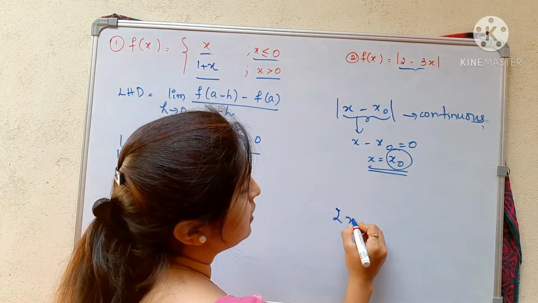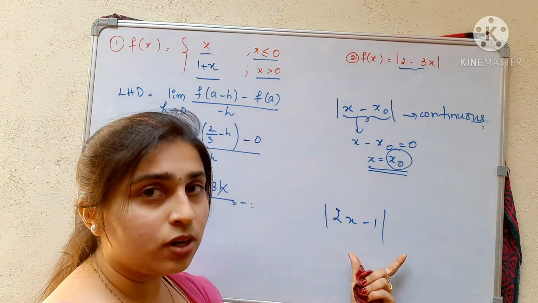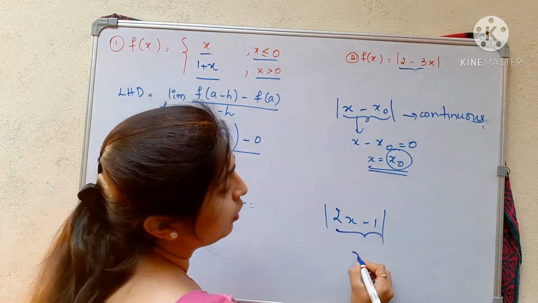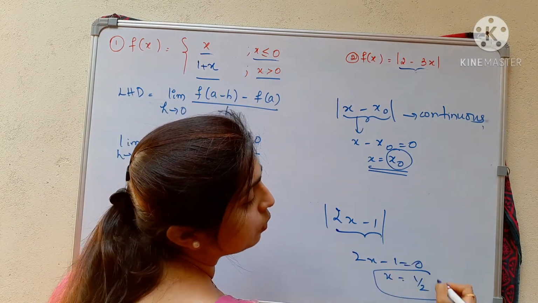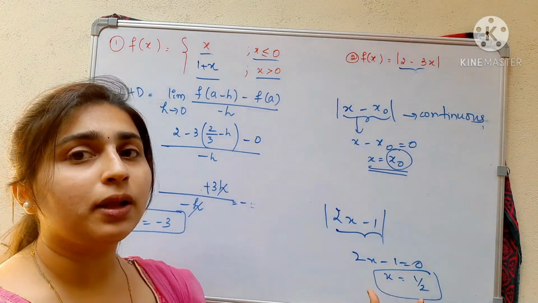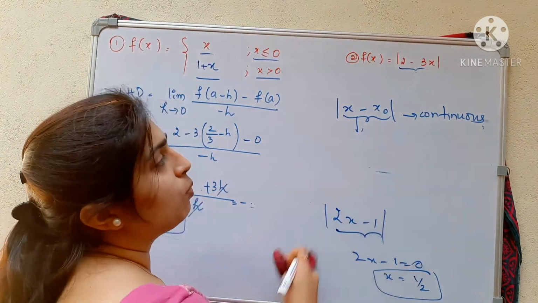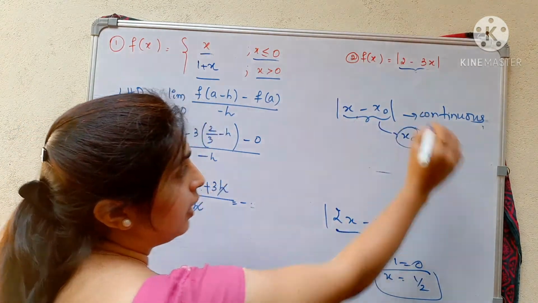For example, if I take mod of 2x minus 1, this is continuous and this is differentiable except at the point where 2x minus 1 is equal to 0, that is x equal to 1 by 2. So this will not be differentiable at x equal to 1 by 2. So just remember, mod of x minus x naught is not differentiable at the point x naught.